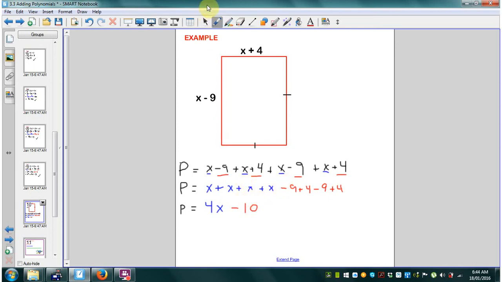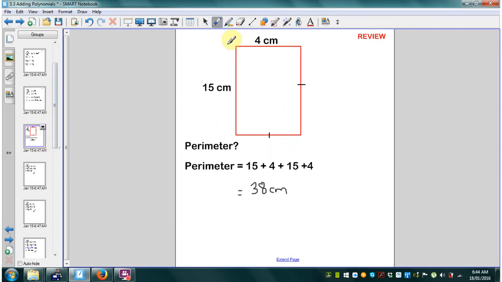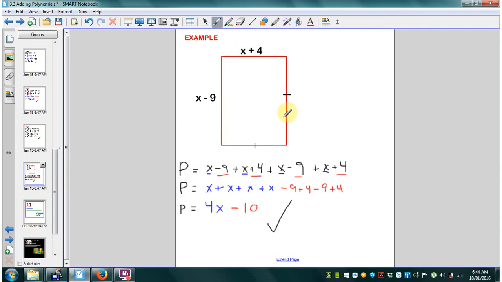Okay, so do we have any other like terms? Nope, they're unlike terms, so we have simplified this as far as we can. So the perimeter equals 4x minus 10. So although this looks a little bit different than what we're used to seeing, it still is the perimeter. You just follow that procedure that we did in the review up here. We just added together our numbers. In this case, we added together our polynomials.